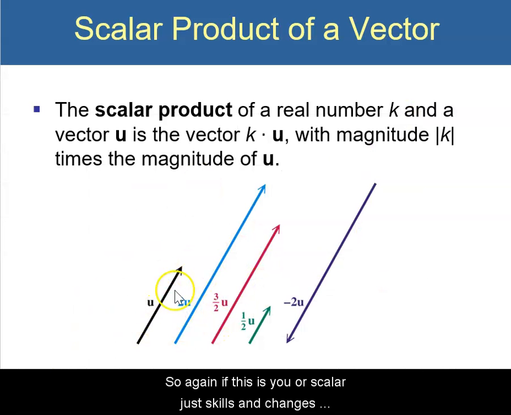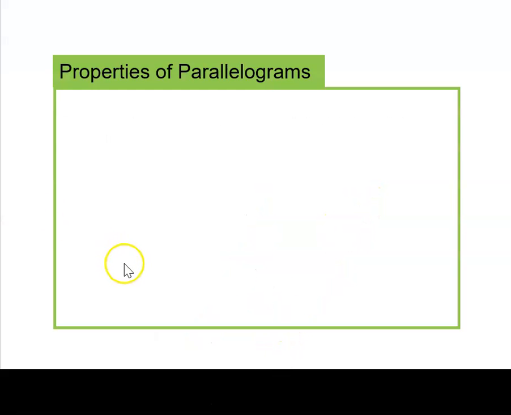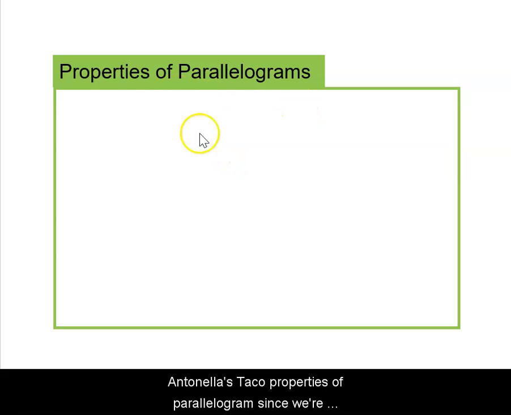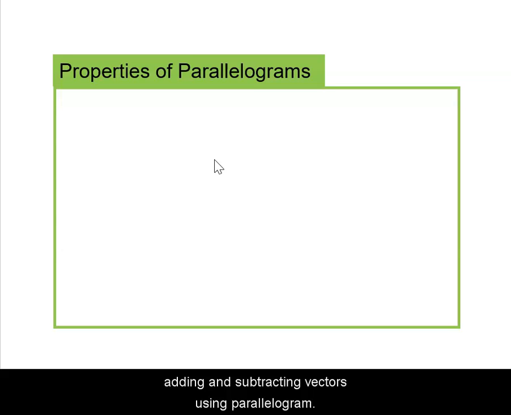So again, if this is u, our scalar just scales and changes the direction, and it only changes the direction if it scales it in the opposite direction with the negative scalar. Okay, so now let's talk about properties of parallelograms, since we're adding and subtracting vectors using parallelograms.